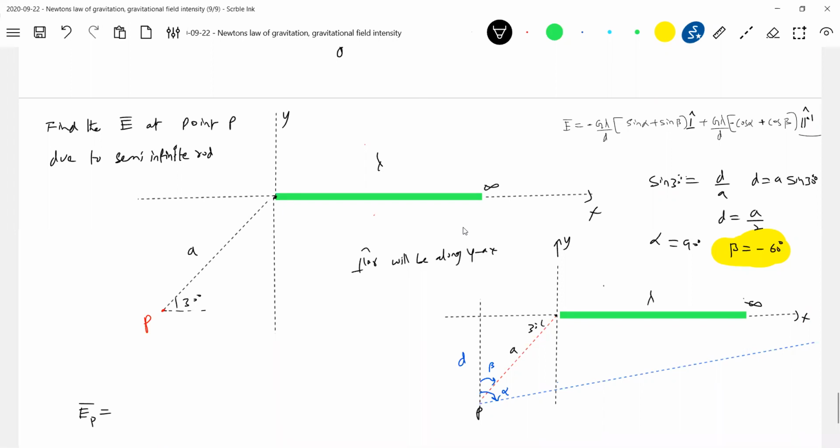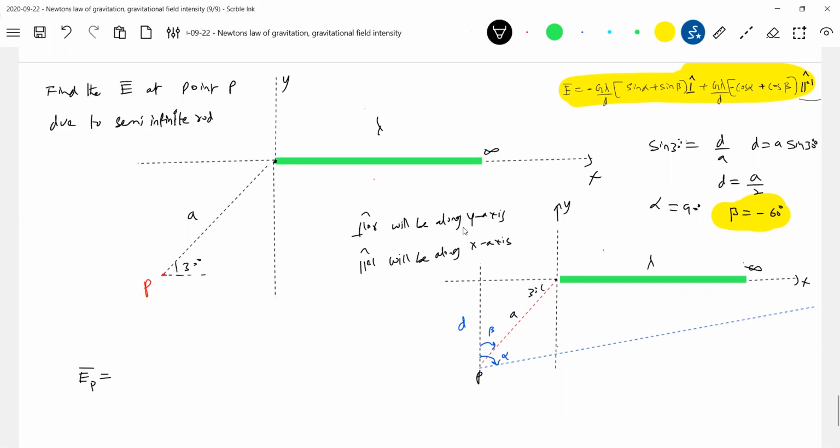The perpendicular component will be along the Y axis, and the parallel unit vector will be along the X axis. I think it will change from problem to problem, so we have made it still more generalized. It is better to write it along the direction of the rod, not just I cap or J cap. So what is the component which is perpendicular? J cap. So the formula will now reduce further. Why minus G? I think this negative sign should not be there.